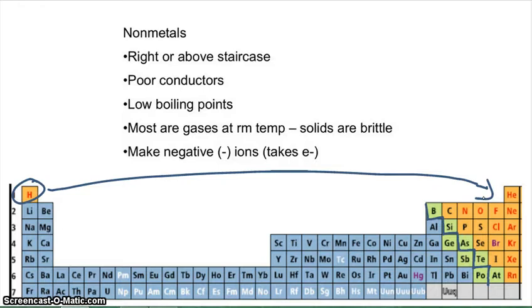So to the right or above the staircase are nonmetals, and they're going to be pretty much the opposite of a metal. That means they're going to be poor conductors, so they don't let heat or electricity run through them easily. Most are gases, and the few that are solids are brittle at room temperature, so that's the opposite of malleable. If we hit it with a hammer, it shatters. And they tend to make negative ions, which means instead of losing their electrons, they gain or take electrons.